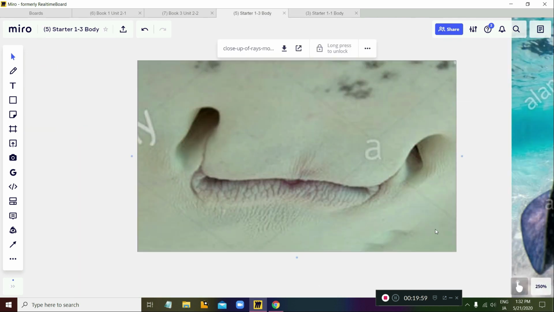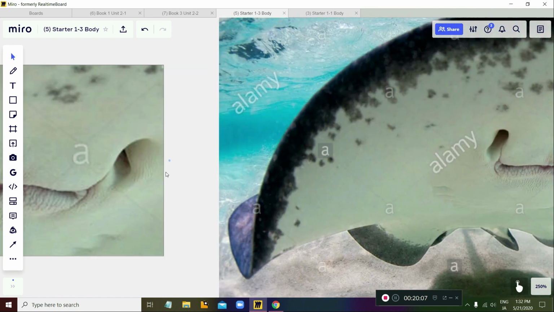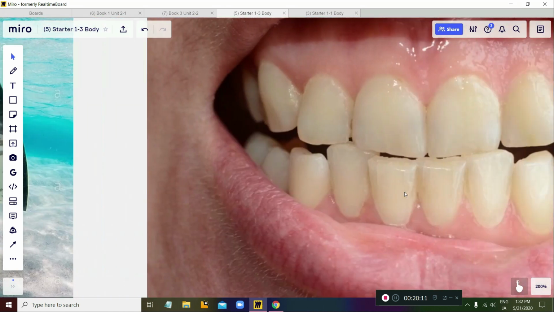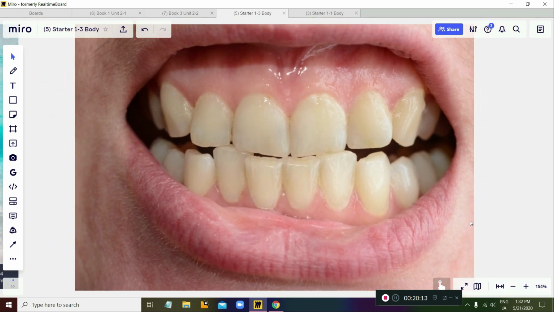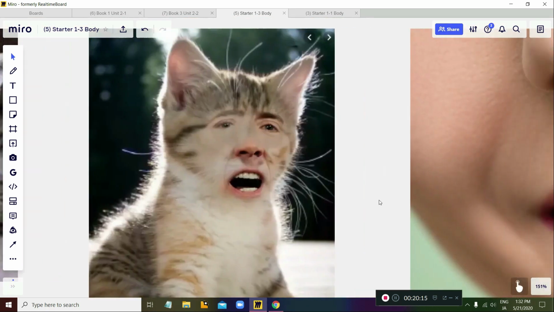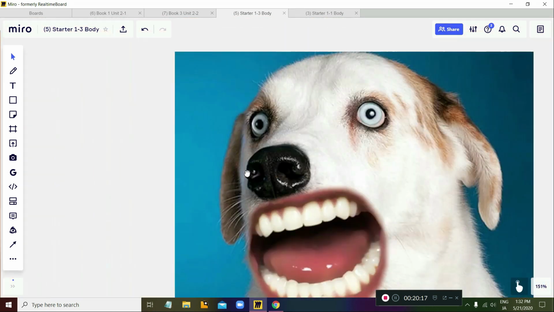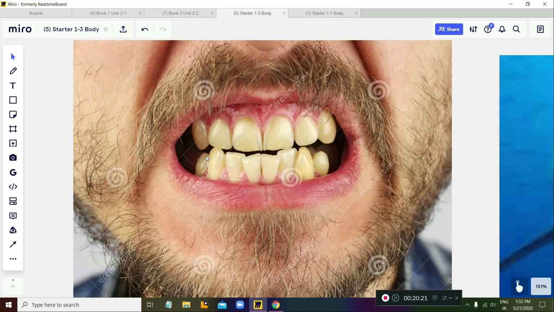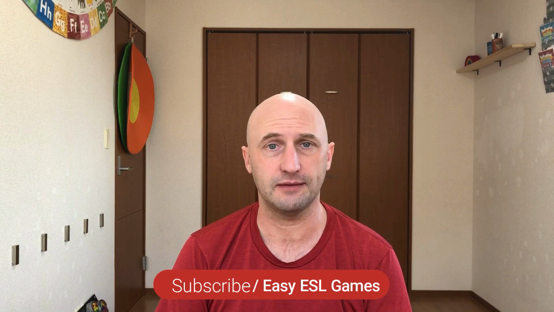Also, I've got this one where I've already kind of zoomed in, and so what animal is it? I'm teaching body here. Like that. This is the mouth of a manta ray or stingray. What animal is this? It's a cat. What animal is this? It's a dog. What animal is this? It's a frog. What animal is this? It's a shark. So those are 8 more easy games.